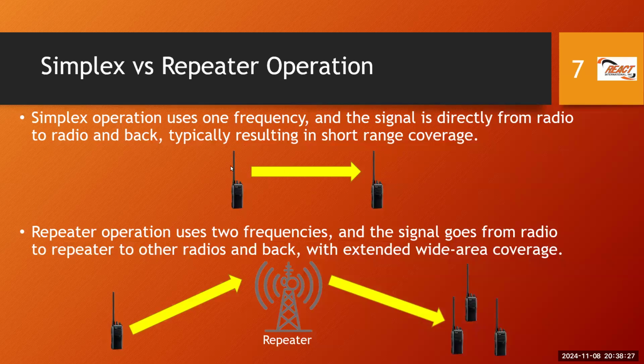We go on a simplex channel, and that is radio to radio. When you key or press the push to talk and the radio transmits, you speak into it, and the radio frequency goes through the air to the other radio. The antenna will pick it up and the person will hear you. But that is relatively short range. That is one frequency that you're using.